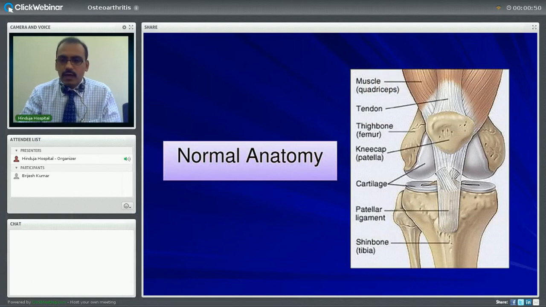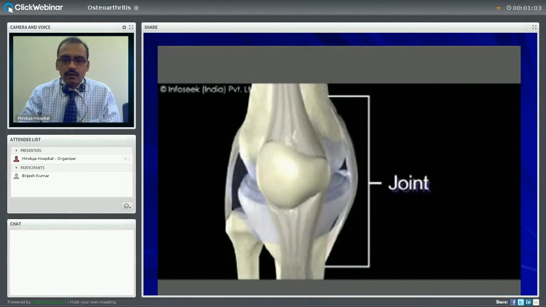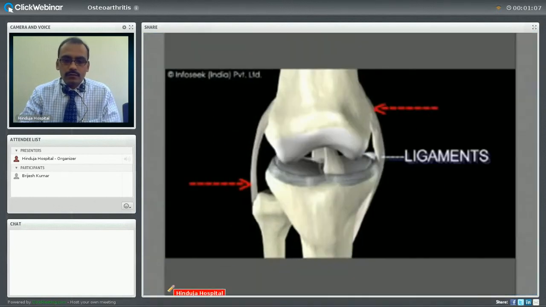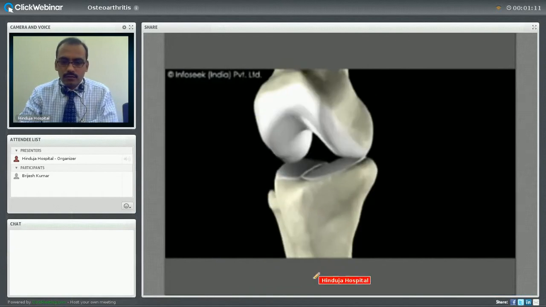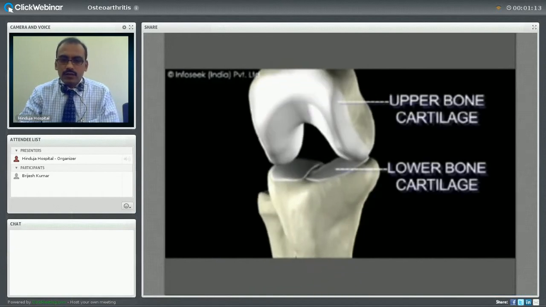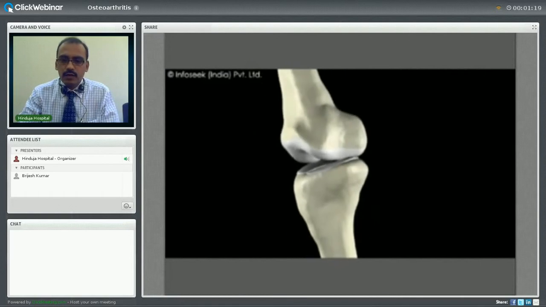This is the normal anatomy of the knee, which has ligaments, tendons, and muscles which stabilize the knee, as well as the bones which take part in articulation. The bone ends are covered with a tissue called the cartilage. This video is showing the thigh bone, which is called the femur bone, with the articular surface, and the leg bone.